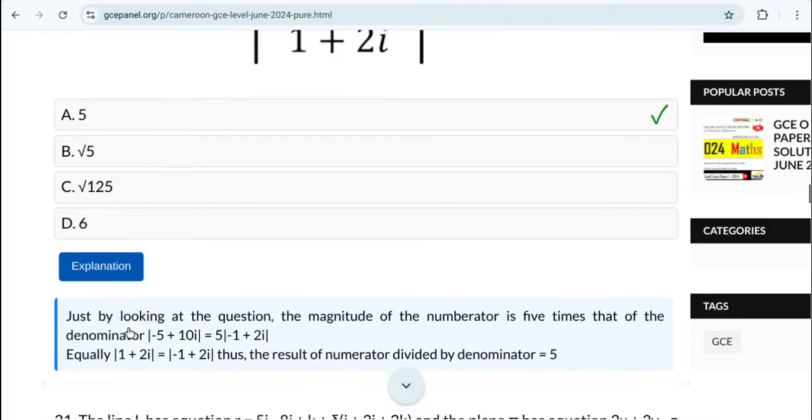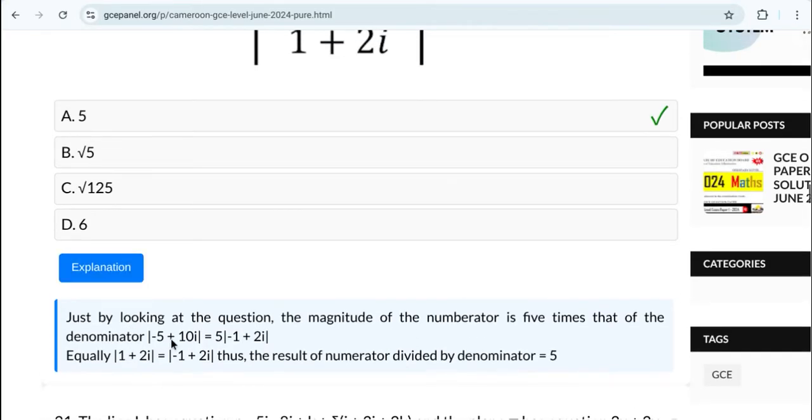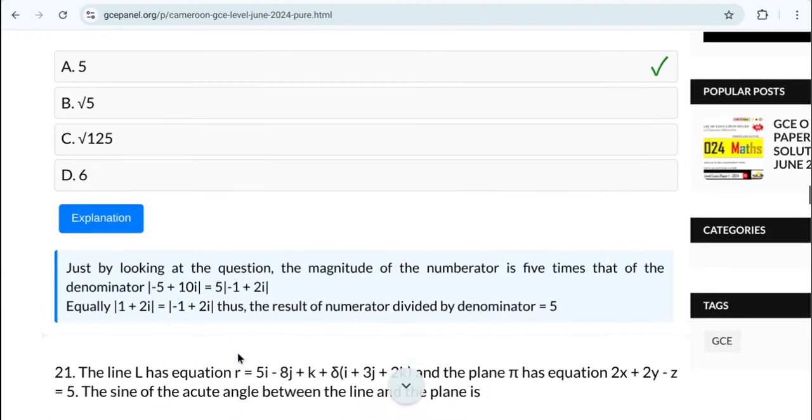If you need to solve it more fully, the absolute value of negative 5 plus 10i is the same as 5 times the absolute value of negative 1 plus 2i. And the absolute value, or the modulus, of 1 plus 2i is equal to the modulus, or magnitude, of negative 1 plus 2i. So the result is 5.